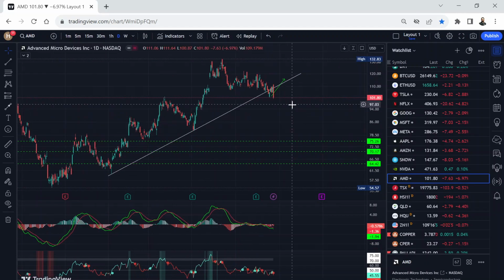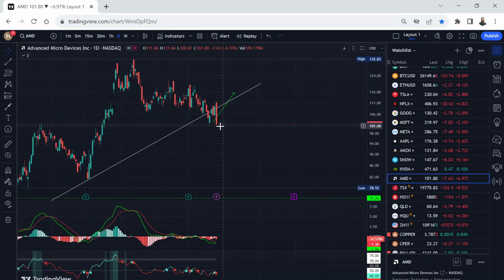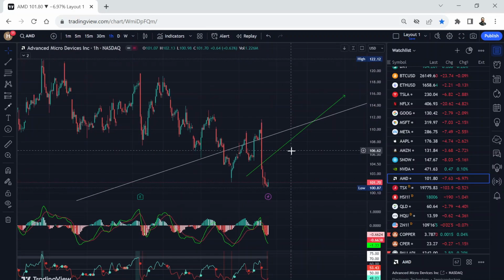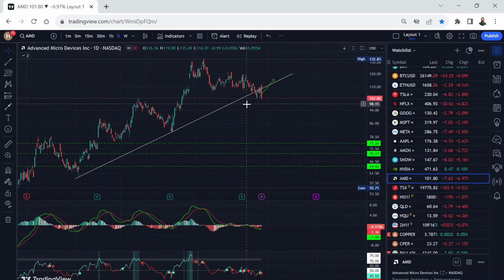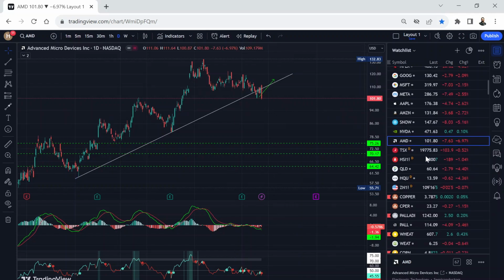AMD broke this trend line. You can see impulsive breakdown. And let's go to 1 hour chart. Is there any divergence? A little bit of divergence on PPO. You can see lower low on higher momentum on PPO and RSI. But with AMD, now wait for it to go above this trend line to be bullish again. But there are no gaps to the top side.